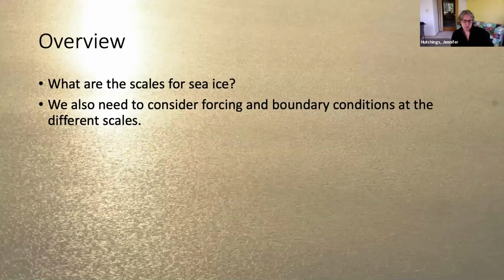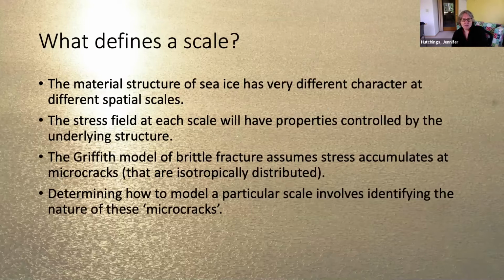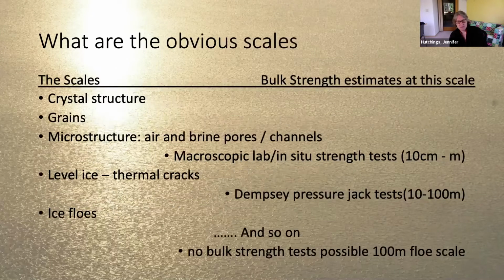So I'm going to be talking about what are these scales for sea ice. This is a review of much previous work and the forcing and boundary conditions that need to be considered at different scales. And we need to think about the structure of the underlying scale for any scale that we're modeling, because that structure is actually what's controlling the stress field that we want to model. So the nature of these cracks and discontinuities and the structure at the smaller scale is very important to consider.